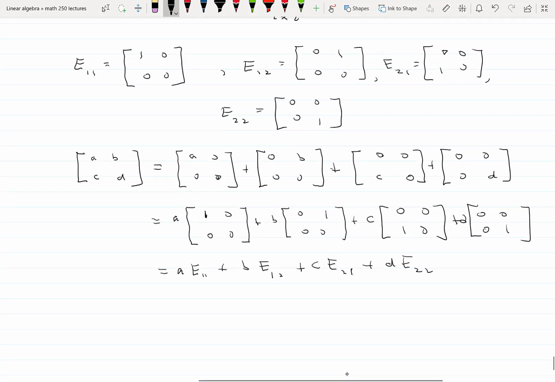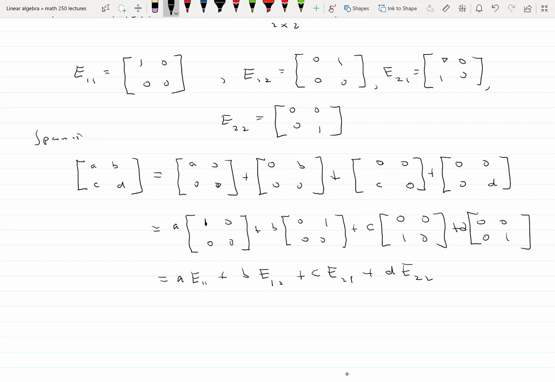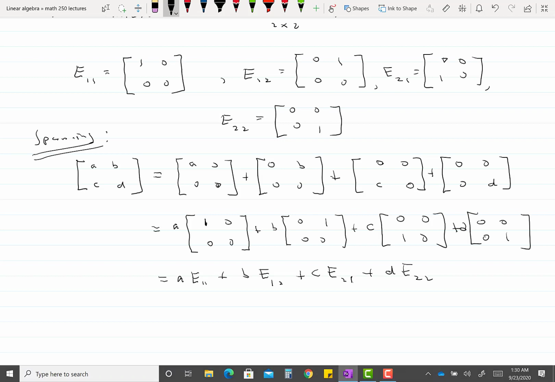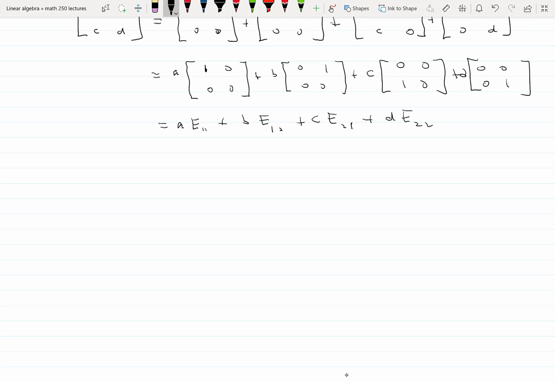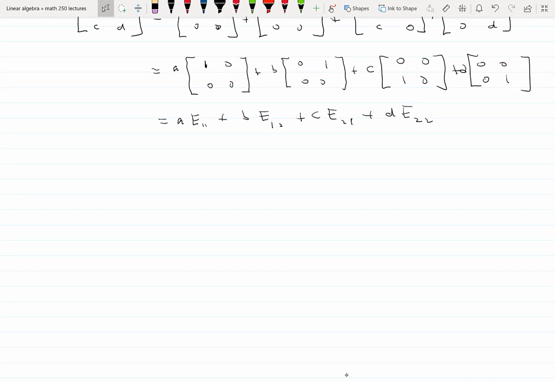Well, okay, that's spanning. But there are two parts to a basis. What have I not shown? Linear independence. So let's show linear independence.